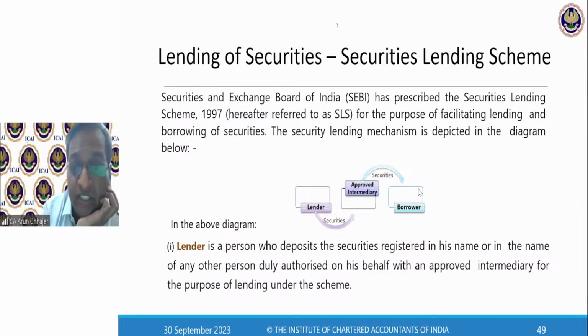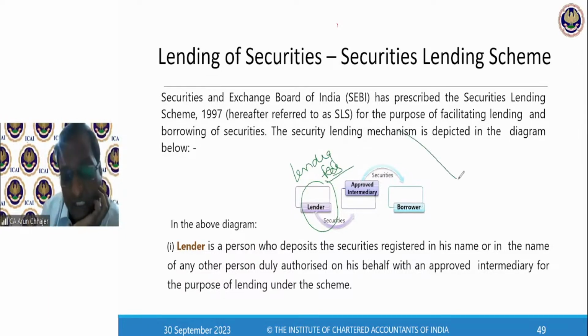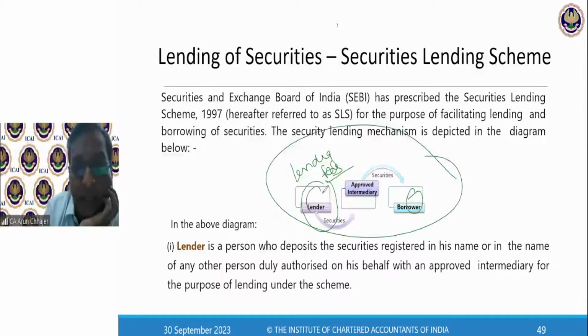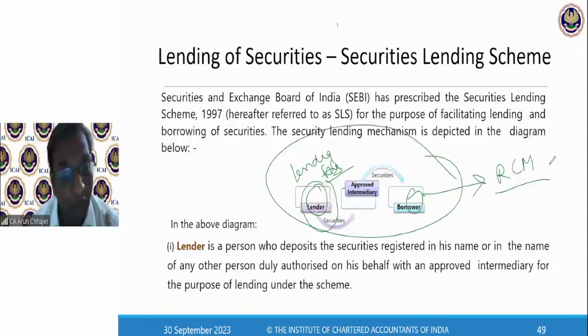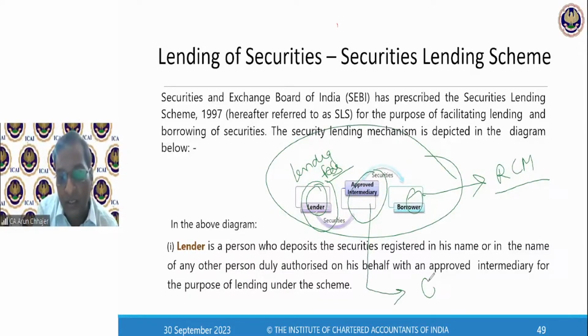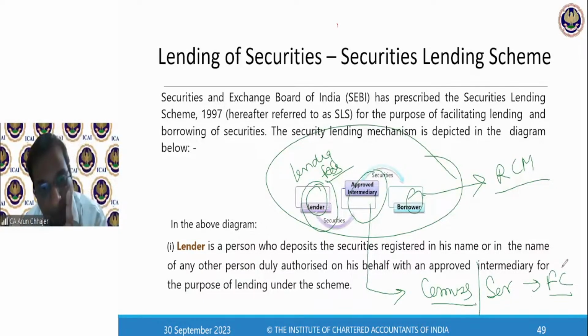One, which the lender charging the lending fees. For this particular transaction, the borrower will pay; the lender would be the supplier, the borrower will be the customer. That lending fees would be covered under the reverse charge mechanism. Borrower will pay that. Further, because this approved intermediary is facilitating this transaction, he will also charge certain commission, certain service charge, etc. Then that commission or service charge would be taxable as forward charge mechanism separately.